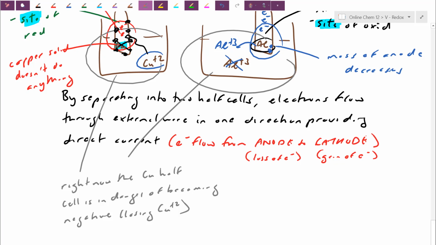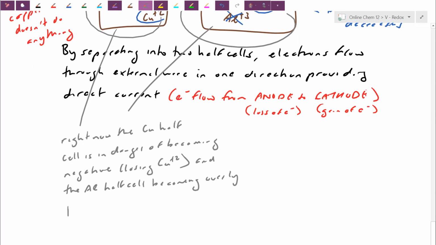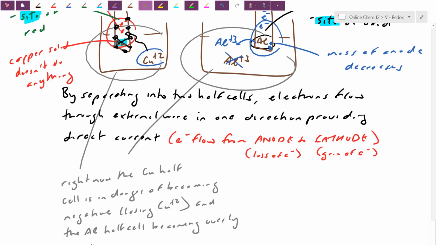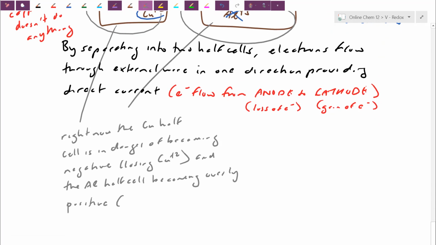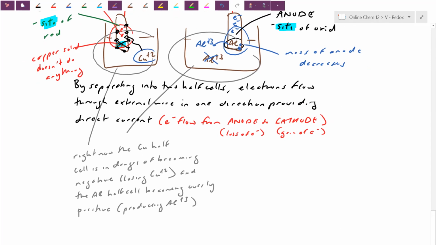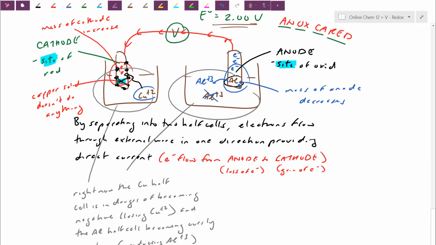And the other half cell, the aluminum half cell, the cell on the right, is becoming overly positive. Why is it positive? Well, every time the reaction occurs, aluminum jumps into solution, becomes Al3 plus, more Al3 plus, more Al3 plus here. This side is going to get more and more aluminum. We're forming a lot of Al3 plus. Because I know charges in general are unstable, this reaction won't run spontaneously because it doesn't want one side getting positive, one side getting negative.